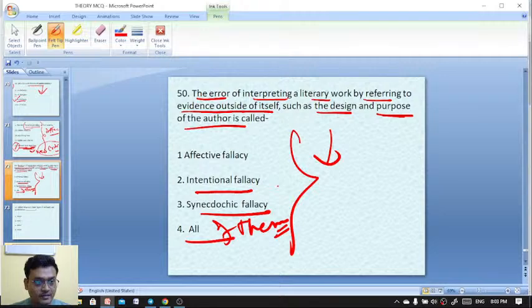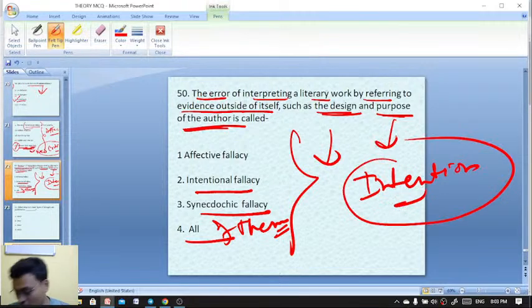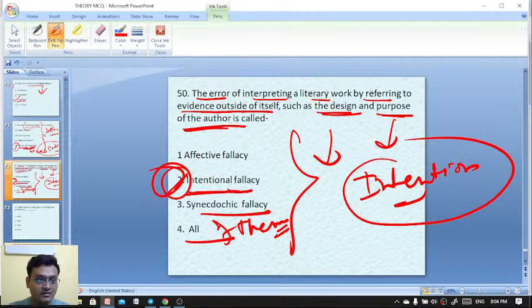Theory questions. Such as the design and the purpose of the author. Purpose, that is the intention. Read the question very carefully. You have also earlier made the same mistake. It is intentional fallacy. No, no, it's intentional fallacy. The error of interpreting a text, such as the design and the purpose of the author, is called intentional fallacy. That is, we are actually judging a text by the intention of the author. That is intentional fallacy. I do remember you had made a mistake a few months ago.